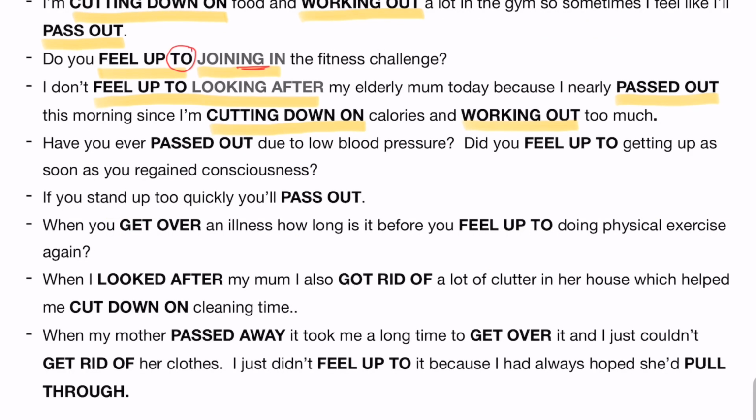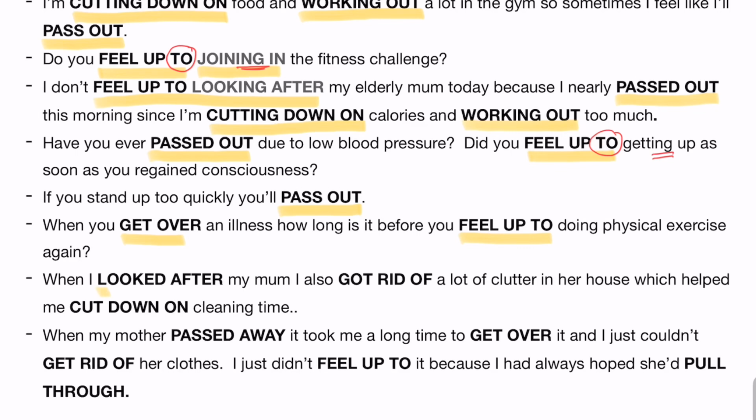Have you ever passed out due to low blood pressure? Did you feel up to getting up as soon as you regained consciousness? Here again we have the preposition "to" followed by the ing form. If you stand up too quickly, you'll pass out. When you get over an illness, how long is it before you feel up to doing physical exercise again?